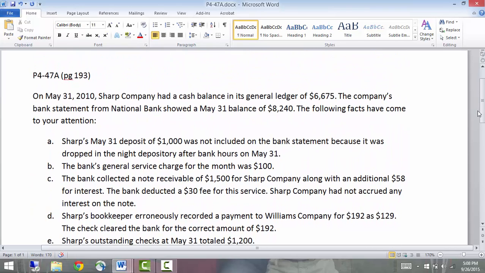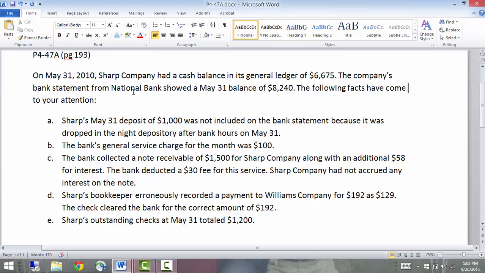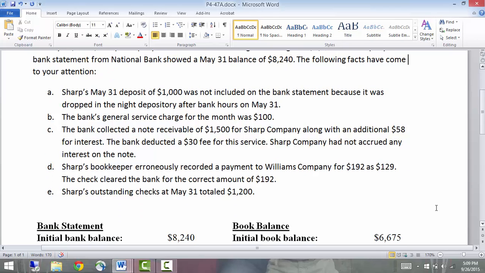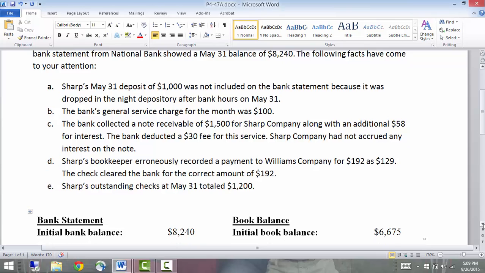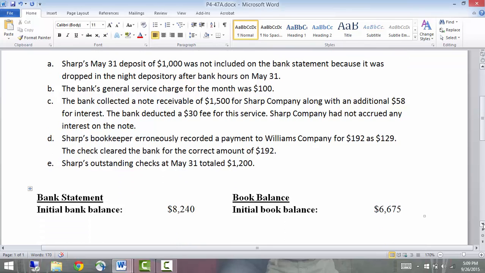The next sentence says, the company's bank statement from National Bank showed a May 31st balance of $8,240. So that $8,240 will be the first line of our balance per bank, and I have that down here. And then it gives us 5 facts that we have to take into consideration when we do our bank reconciliation. You can refer back to my lecture notes or to your textbook on page 156 through 158.